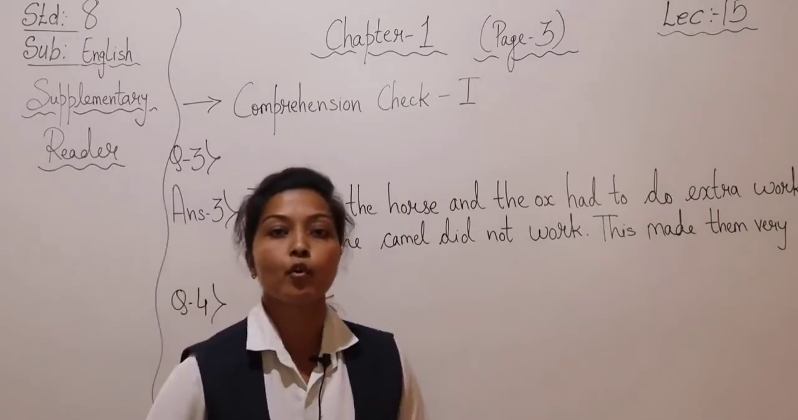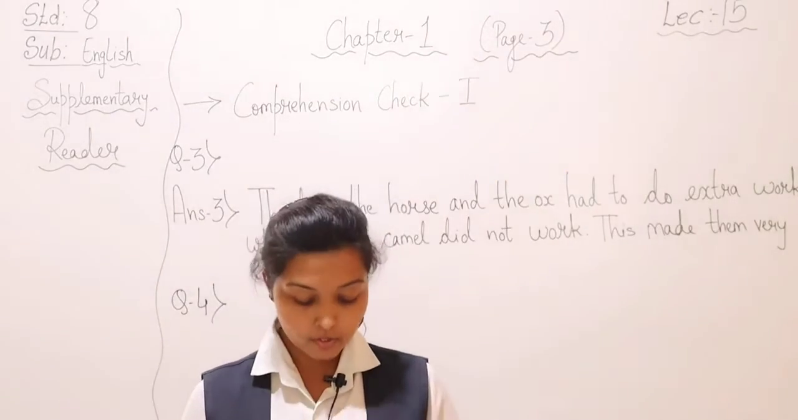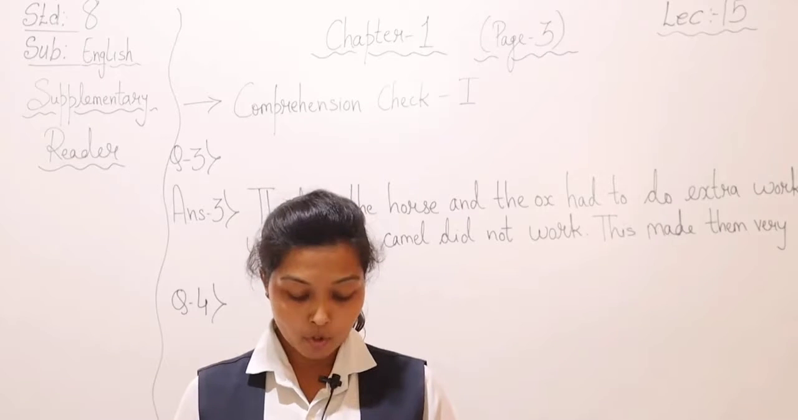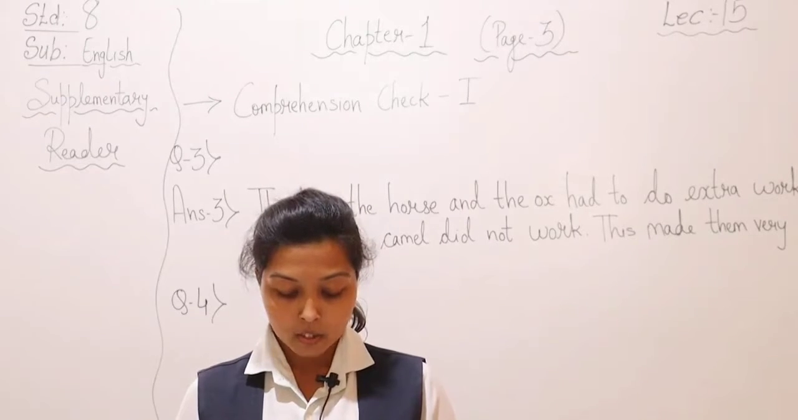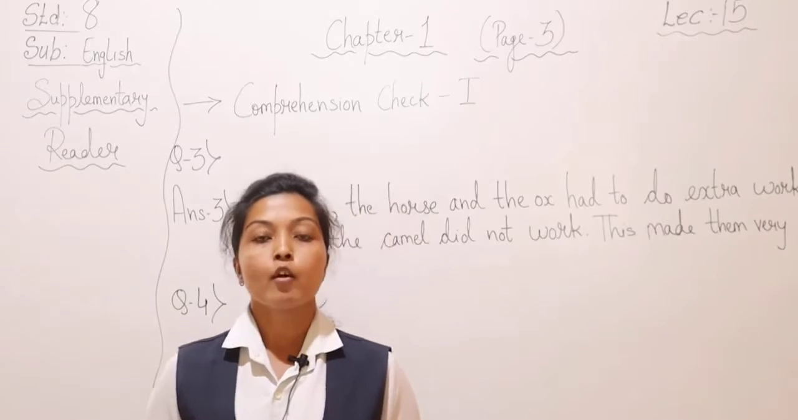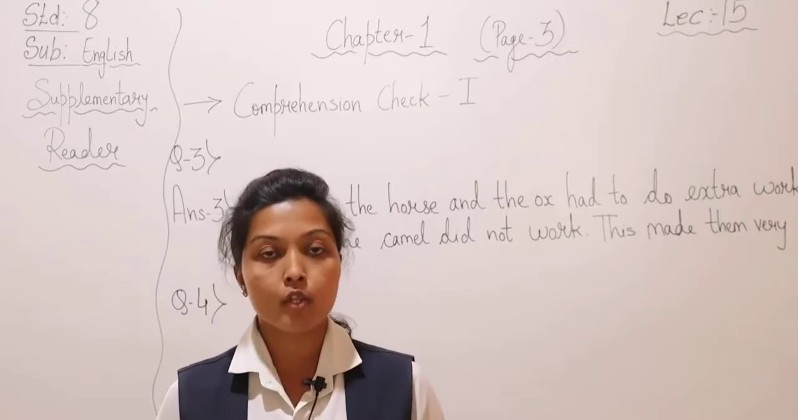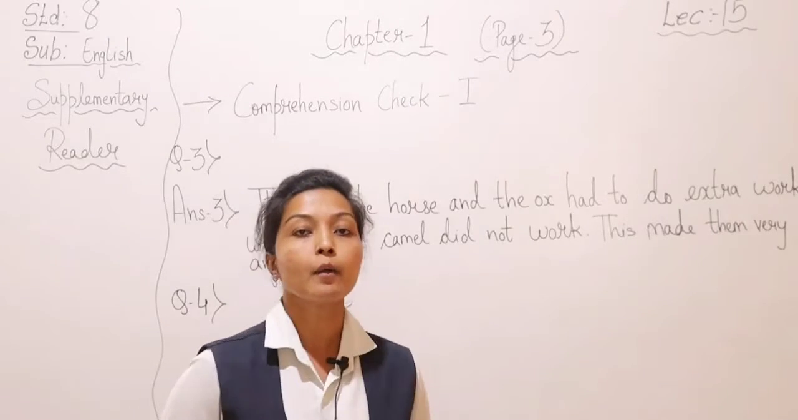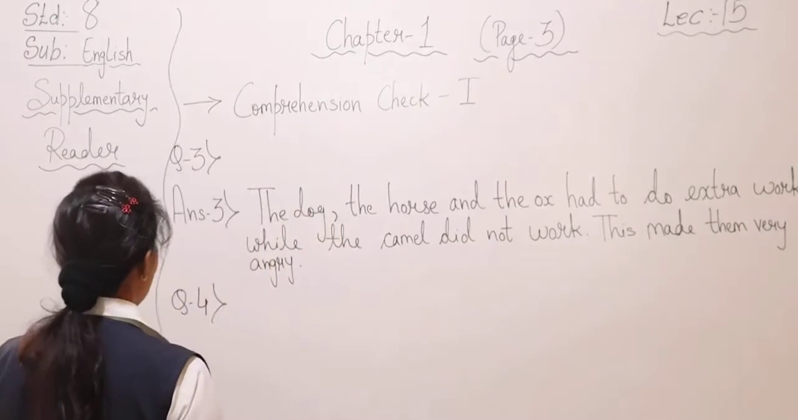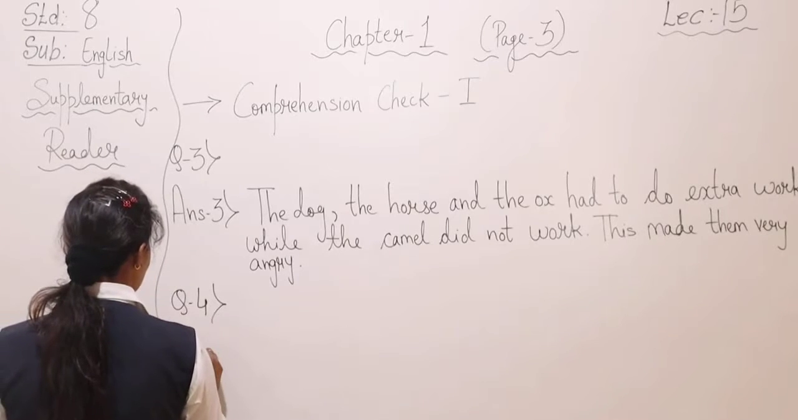Question 4: How did the jinn know that the horse was complaining against the camel? Means from which thing did the jinn come to know that the horse was complaining against the camel? So write down answer 4.